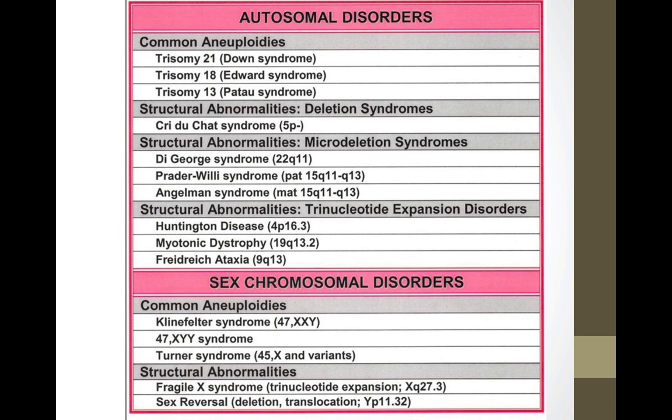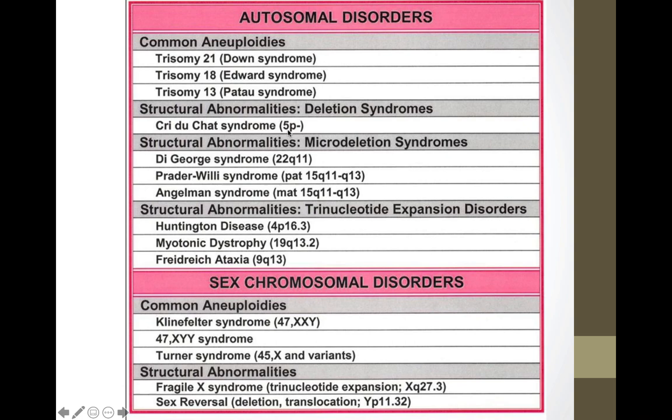Trisomy 18, Edwards syndrome, is a less common one. And Patau is the least common, but these are the three. All three of them are very common. Deletion is when you have a deletion of a part of a chromosome, for example the short arm of chromosome 5, and this is called Cri-du-chat.